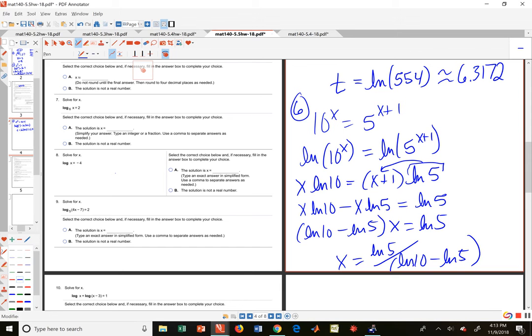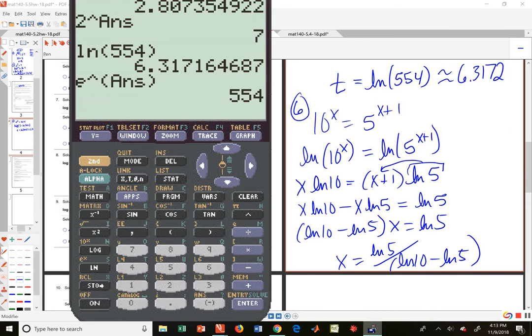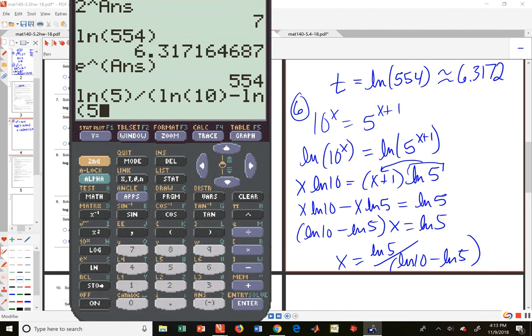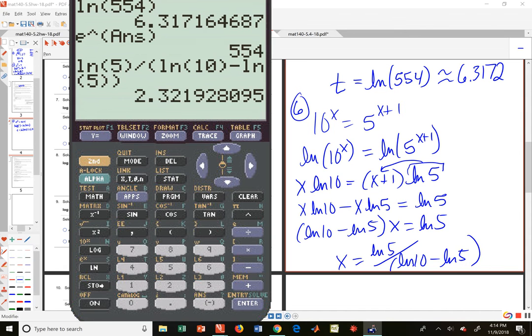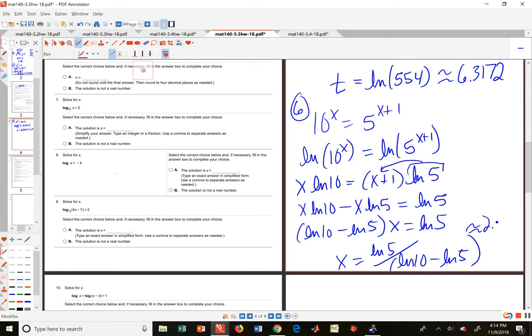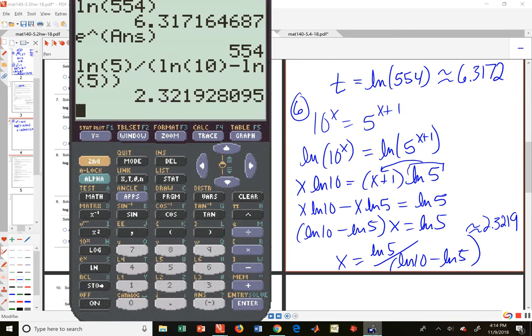Now, does it want a rounded answer? It does. So let's get our calculator. So it's the ln of 5 divided by, and be sure and put parentheses around that, ln 10, and close these parentheses each time, minus the ln of 5. And we can even check our answer here. So about 2.3219.